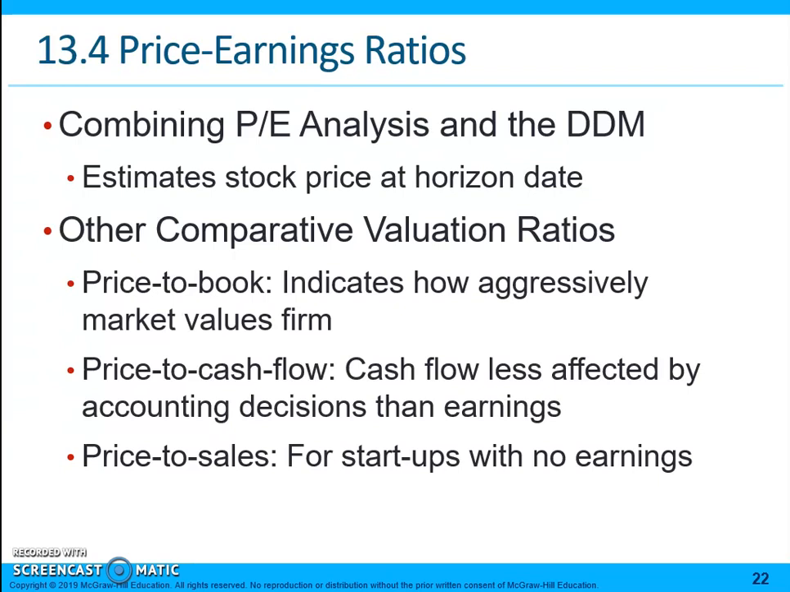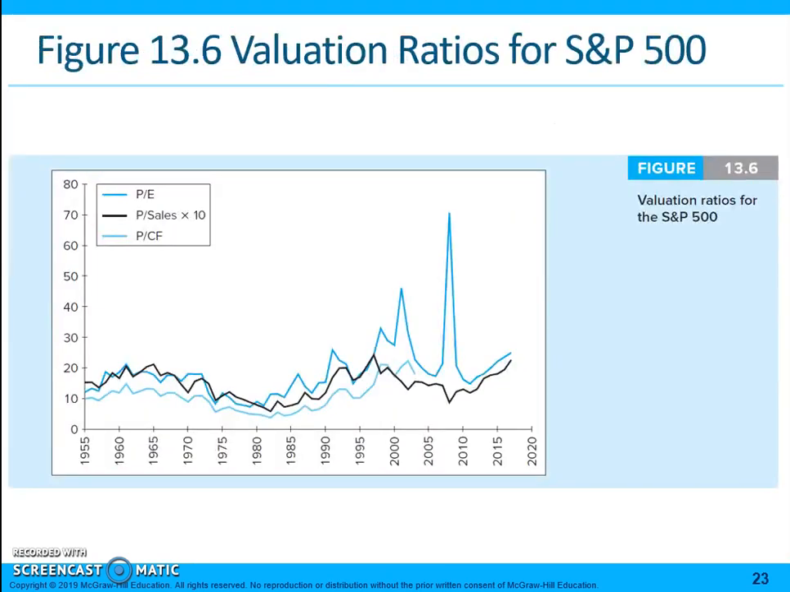So the next slide shows valuation ratios for the S&P 500 from 1955 to current day. We can see that the PE is much more volatile than the price to sales or the price to cash flow. Again, these are used because they're less volatile and less subject to manipulation by accounting rules.